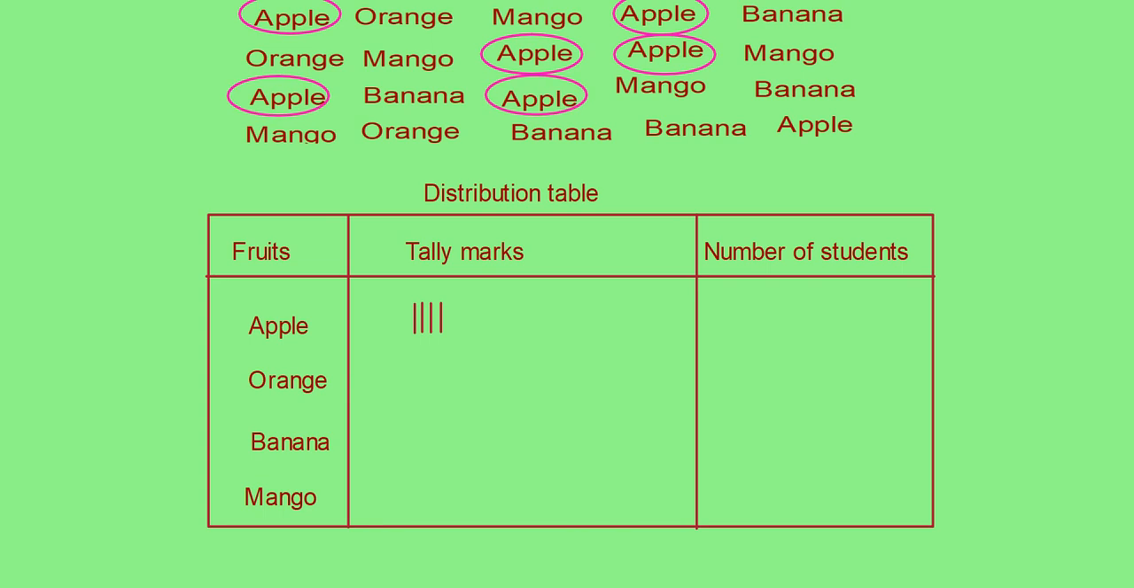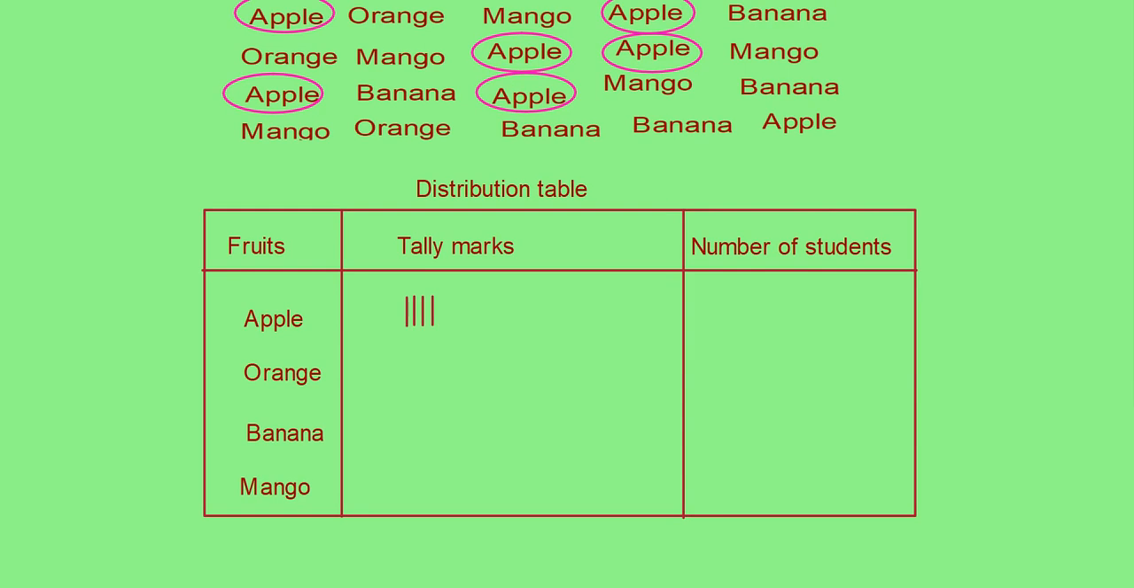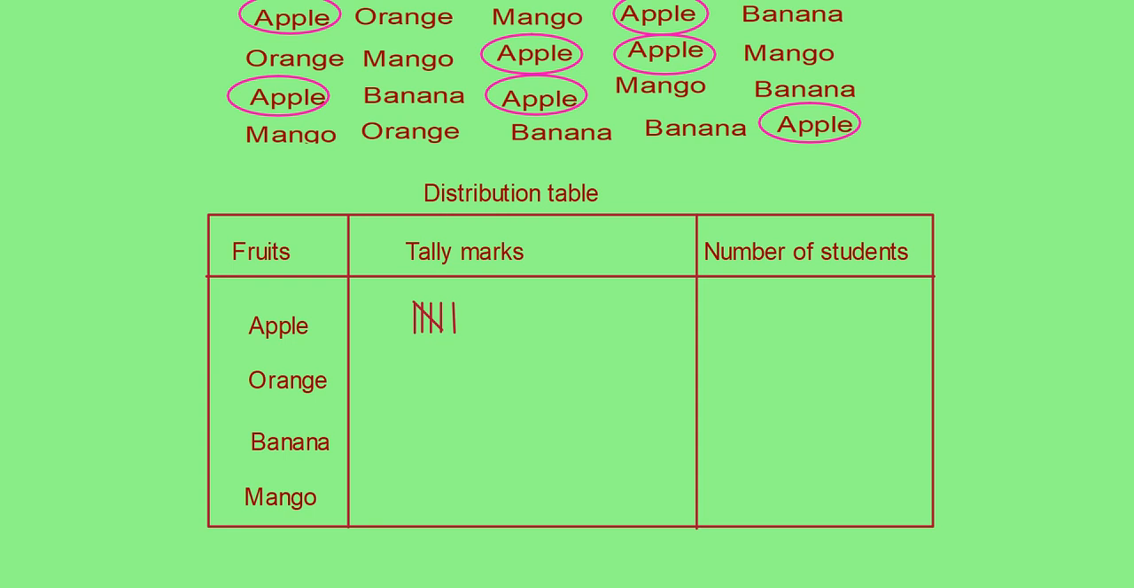In the third row again 2 more apples are there. But here we have to make the tally mark for the fifth one. You can cross it and put the next one. So the first is 5 plus 1. Now you get 6. And in the fourth row you can find 1 more apple. So total number of students you can write as 5 plus 2, 7. Similarly, orange is 3, banana 5 and mango 5.